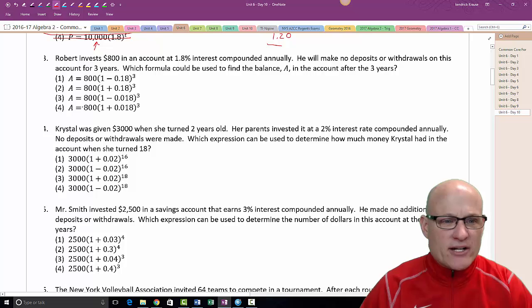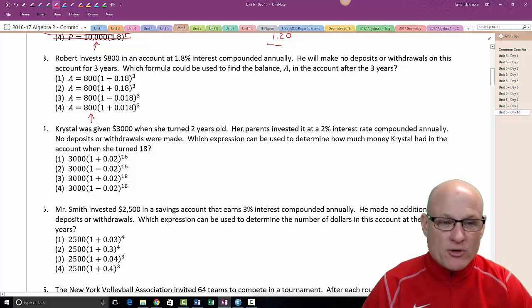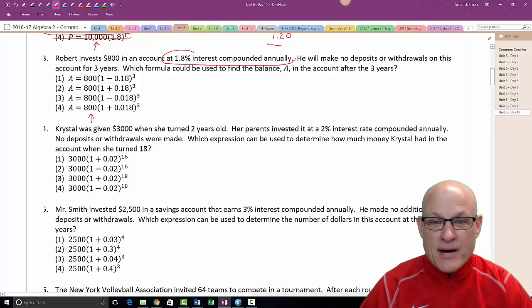Robert invests $800. Notice, so far, so good. I've given you all the initial amount. You know that number in front is the principal or initial amount. In an account at 1.8% interest compounded annually. So you need to know that principal times 1 plus rate to the t, compounded annually. We're not dividing by any months.